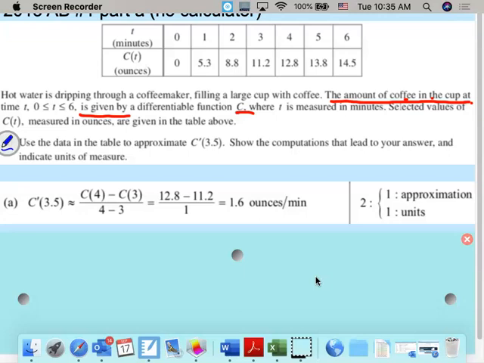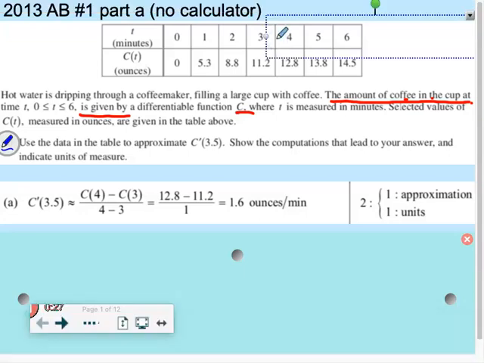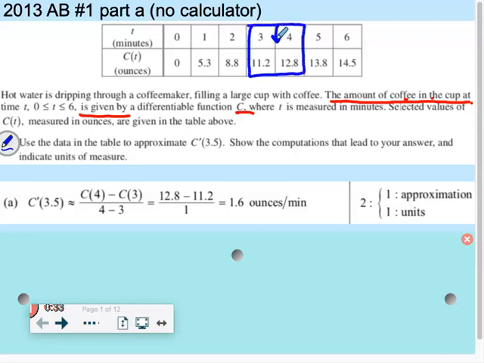So you find where 3.5 would go. Right here, so you go up one, down one from that spot, and you do slope. So 12.8 minus 11.2 over 4 minus 3, and then your answer is 1.6, and the units would be the units of C over the units of T, ounces per minute. Change in Y, change in X, and there you go.